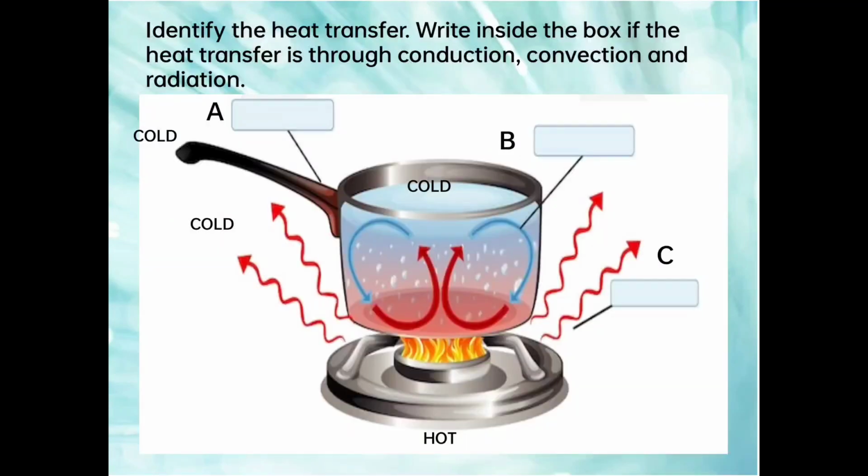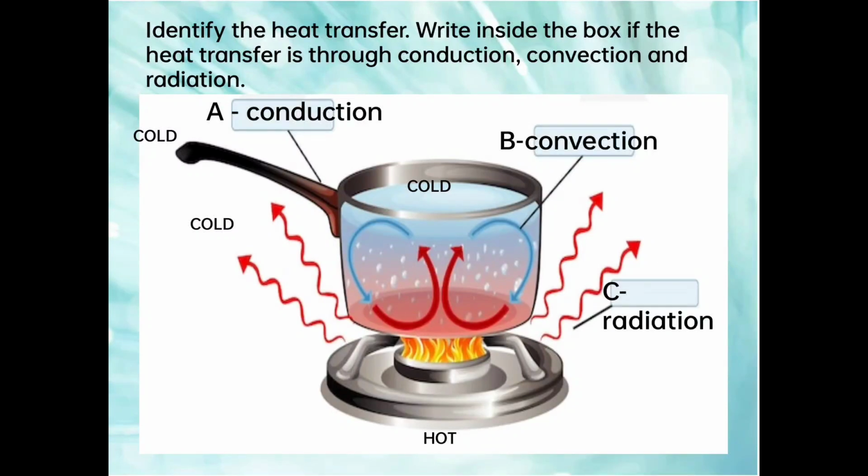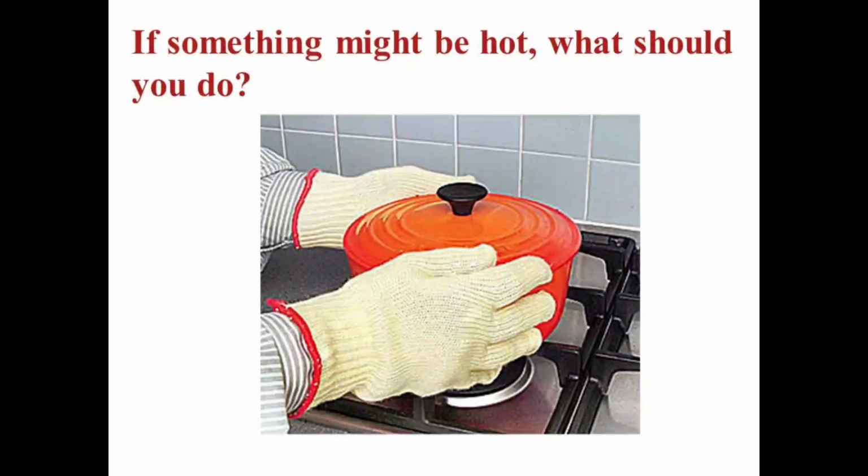Can you now identify the heat transfer? The heat transfer happened in one situation. Can you write inside the box if the heat transfer is through conduction, convection, or radiation? Great! A is conduction, B is convection, and C is radiation. Let's think about this. If something might be hot, what should you do?